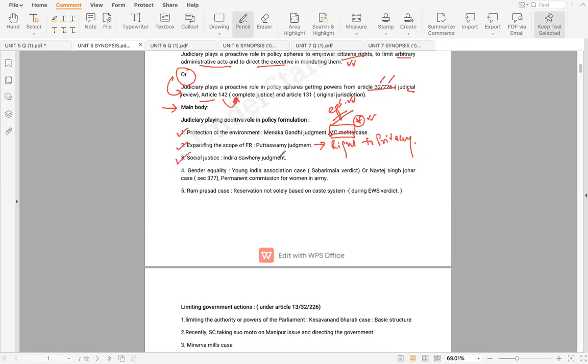As far as social justice is concerned, you can talk about reservations, you can talk about the Indira Sawhney judgment, etc. Gender equality, you can talk about the commission for women in the Anuj Garg case, or the transgender rights case, right? Sabarimala verdict, as far as the entry of women in temples is concerned. You can talk about the Ram Prasad case as well, wherein reservation was said to not be only on the basis of the caste system. So these are some examples of it. You can say the judiciary plays a positive role in policy formulation. This is how they've also formulated policies.